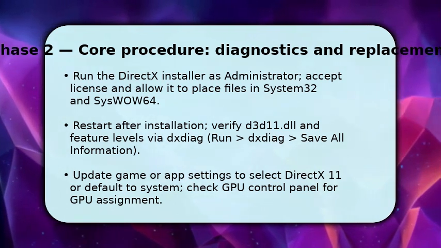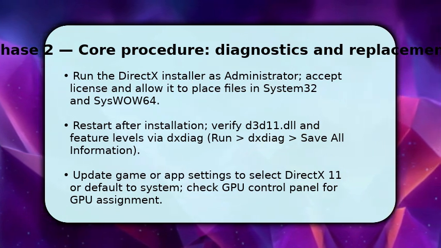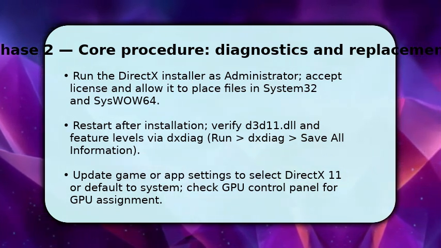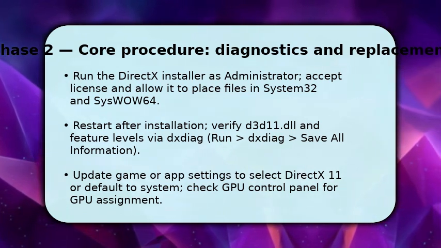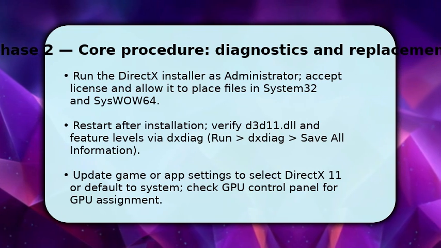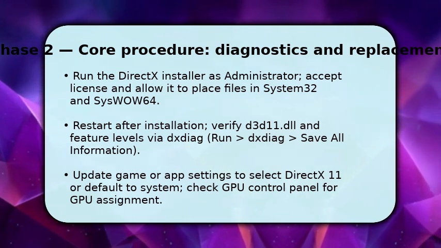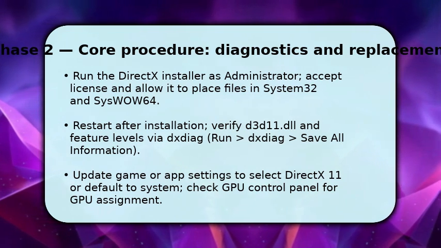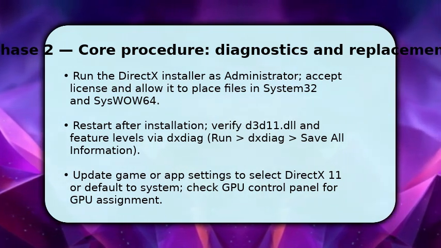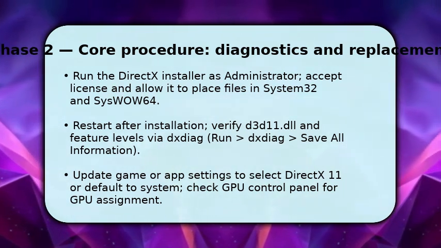Then, open DxDiag, check the Display tab for Direct3D feature level and presence of the D3D11 DLL, and save the report for troubleshooting. Make sure your game or app is set to use DirectX 11 if it has options, and confirm the GPU control panel assigns the correct GPU to the application.